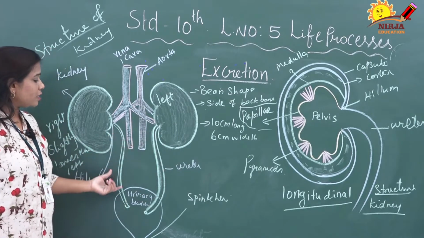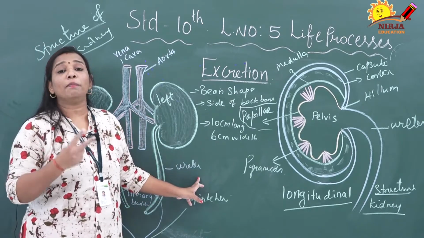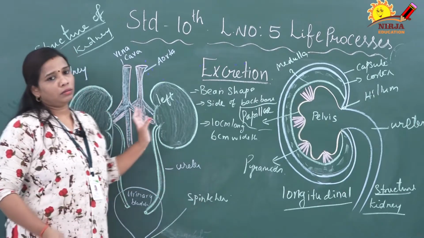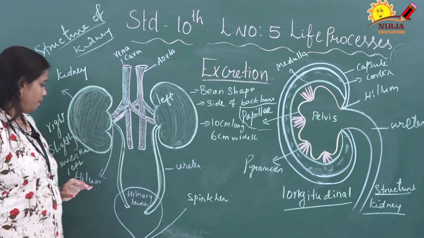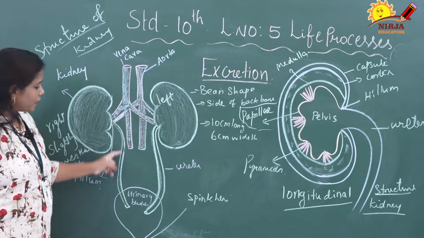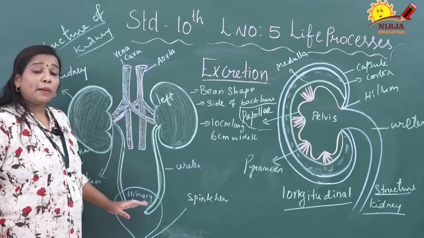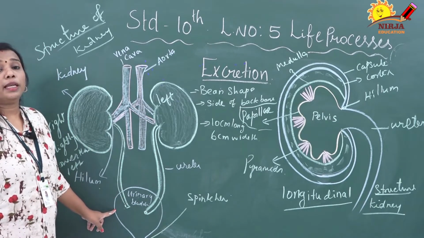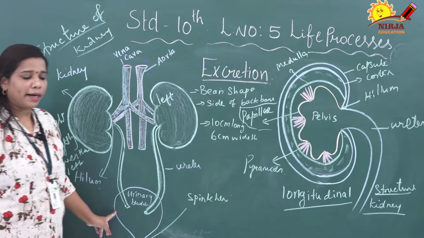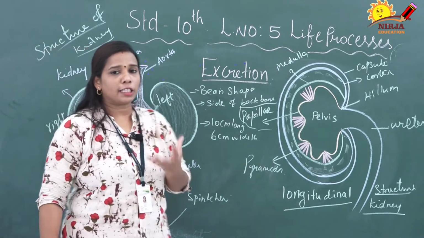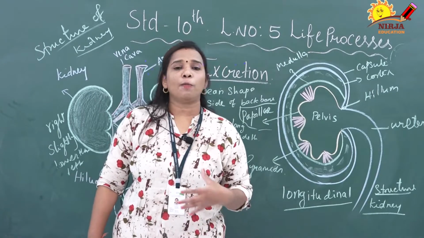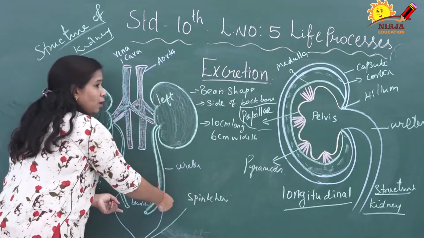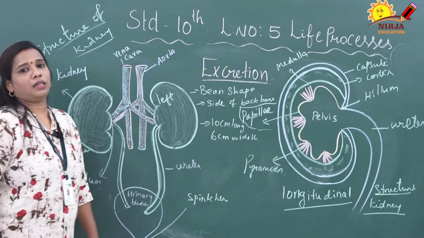From both kidneys, a small tube-like structure arises, called the ureter. One pair of ureters is present, two ureters coming from the two kidneys. Right. Now, the ureters join at the back side of a bag-like structure called the urinary bladder. What is the urinary bladder? It is a small pouch-like structure present in the lower abdominal region. The ureters connect at the back side of the urinary bladder.